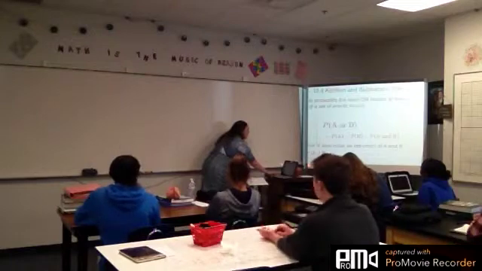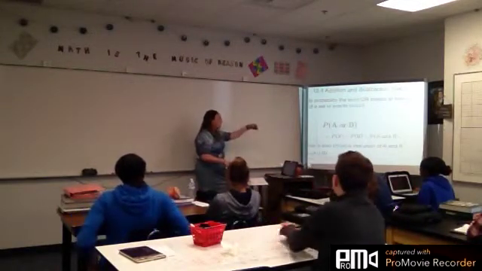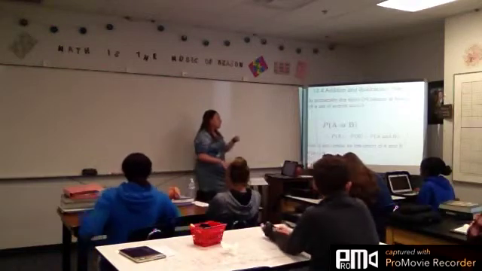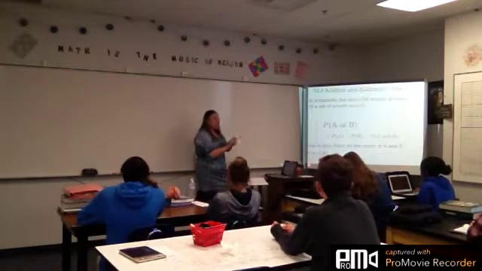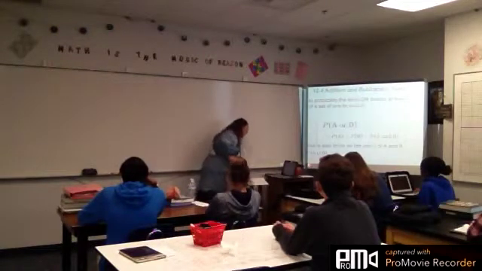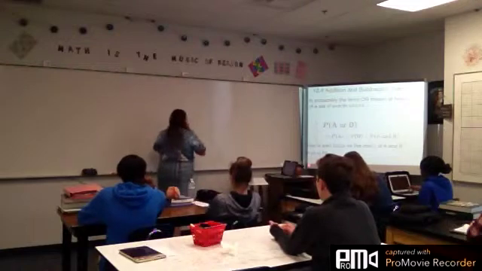The probability of A or B. To find that, you do the probability of A, you add it to the probability of B, and you subtract from it the probability of A and B happening together, okay? Because it overlaps.